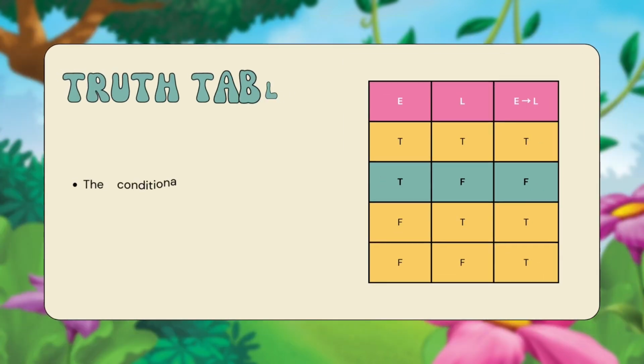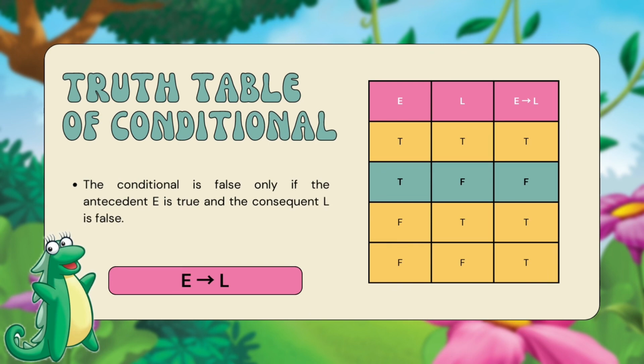Moving on to the truth table of a conditional, let us consider the representation of a conditional if E then L. To determine the logical form of a conditional, let us examine the table presented. The conditional is false only if the antecedent E is true and the consequent L is false. In all other possible combinations of truth values of the antecedent and the consequent, the conditional is true.